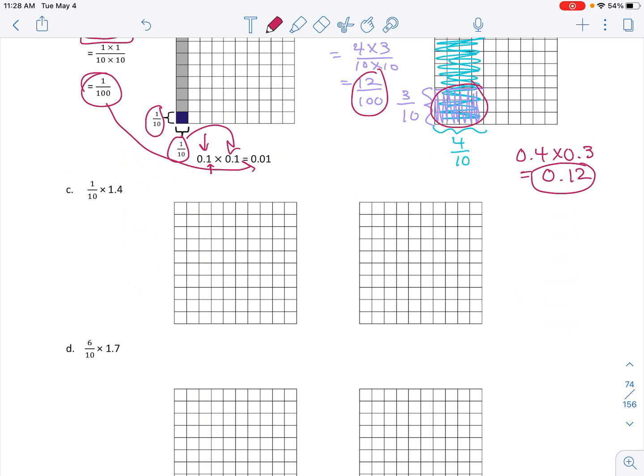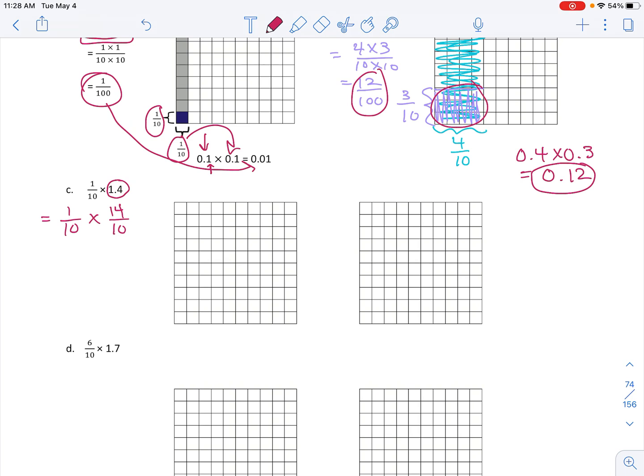Letter C, we have 1/10 times 1.4. So here, if we look at 1.4, we know this is the same as 1 whole and 4/10. Remember, 1 whole is the same as 10/10. So this is really just 14/10 altogether.